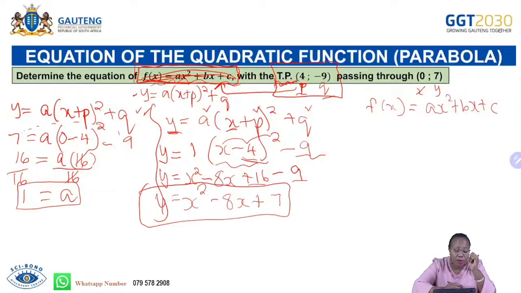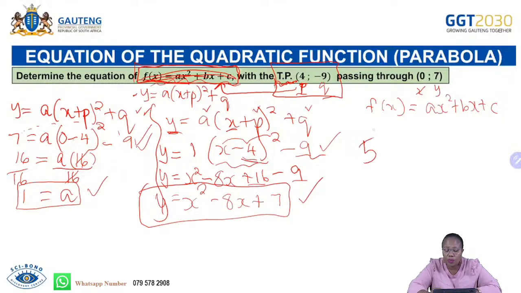So the first mark will be for correct substitution into the correct formula of your point. Second mark for substituting the turning point. The third mark for finding the value of a. The fourth mark for substitution into the turning point formula. The fifth mark for multiplying out your bracket. So this is worth 5 marks maximum, grade 12.